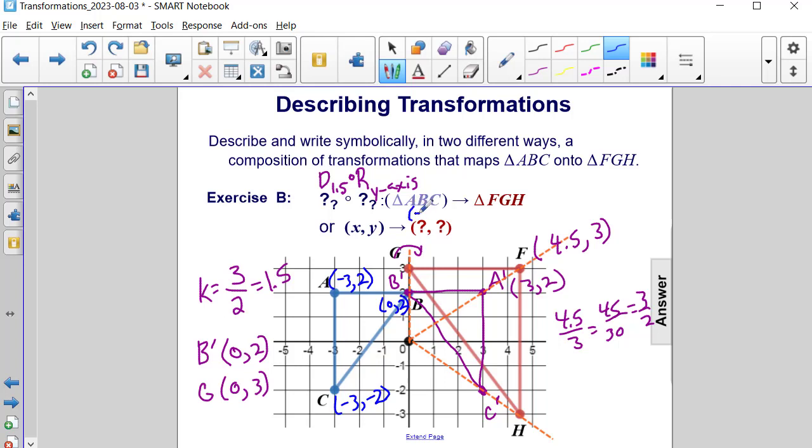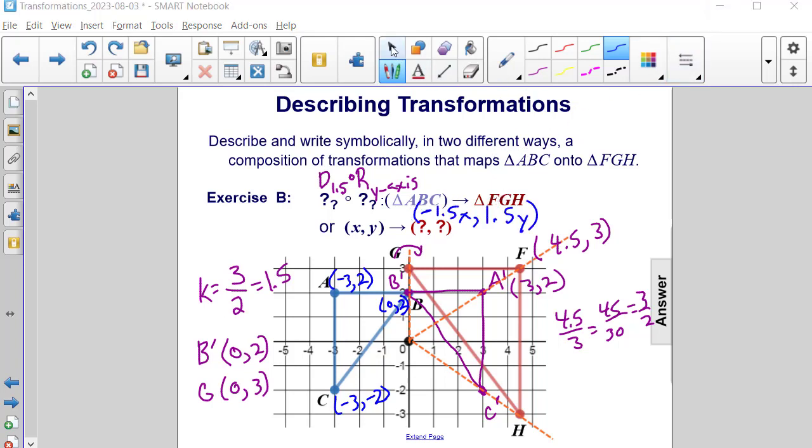So we have a negative, and we multiplied 3 by 1.5 to get 4.5. So it'll be -1.5x, comma 1.5y for the formula that represents our dilation and reflection mapping.